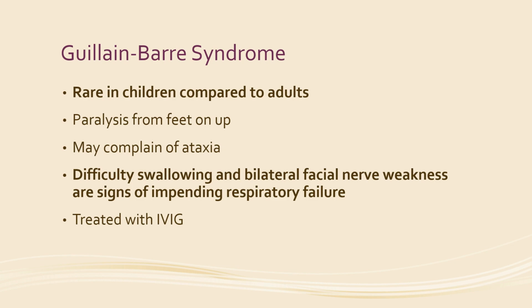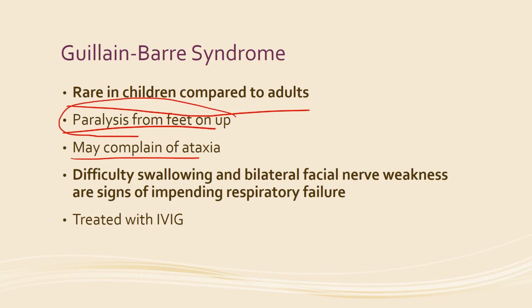Guillain-Barré syndrome. So Guillain-Barré syndrome is actually rare in children compared to adults. They may complain about ataxia because it's paralysis from the feet on up, right? So this is actually the classic description of it. Anytime you hear about paralysis going from the feet and gradually going up, you have to be thinking about Guillain-Barré syndrome. And Guillain-Barré is one of those things that's not well understood. It's something where our body is doing it to itself, and of course, anything like that we generally treat with something like IVIG, right?